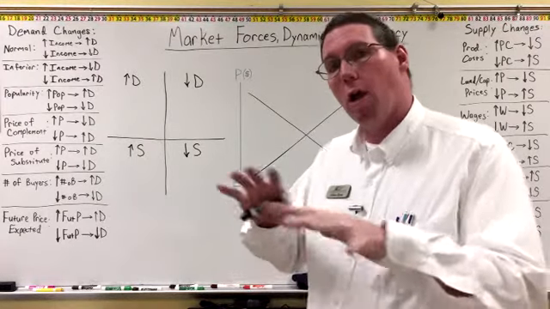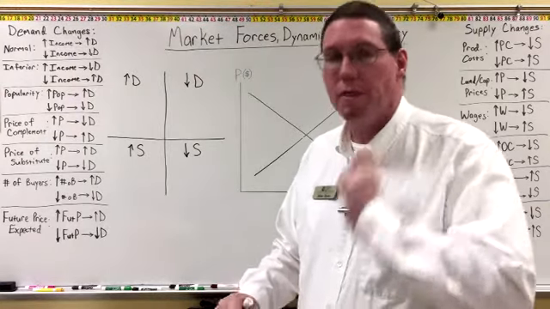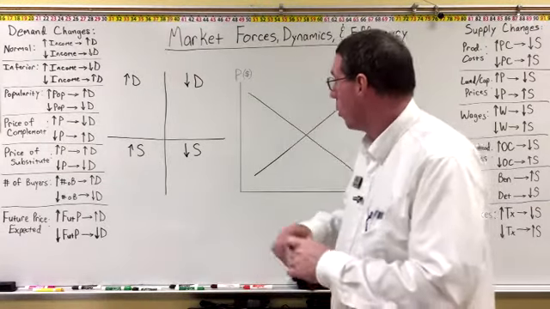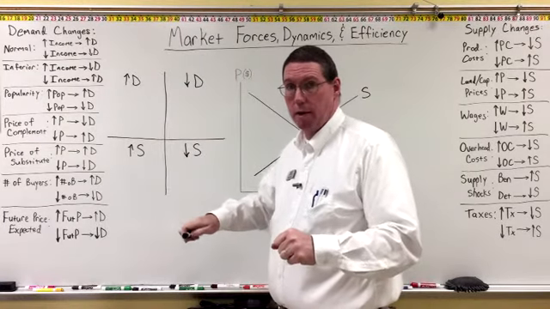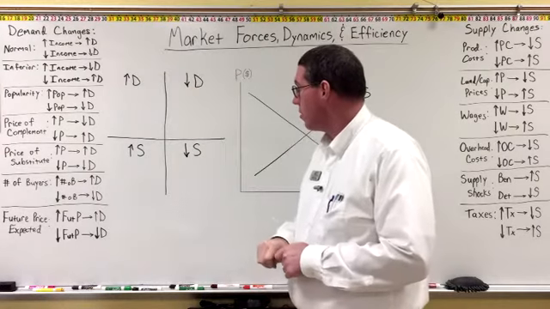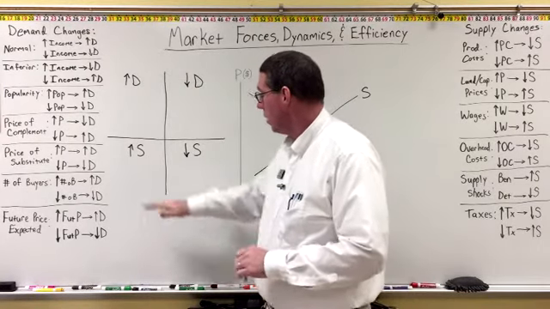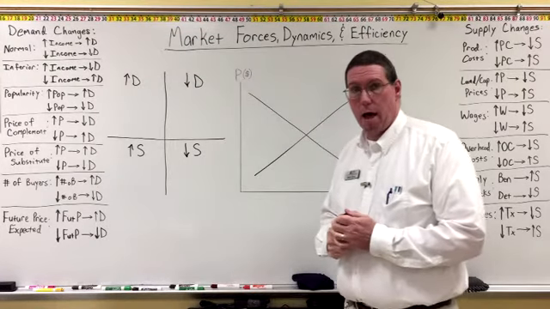We're going to hold all other things constant while we change one thing at a time. So we're going to look at what happens if the only thing that changes is an increase in demand. Then we're going to look at what happens if the only thing that happens is a decrease in demand. And then similarly, increase in supply, and then decrease in supply.